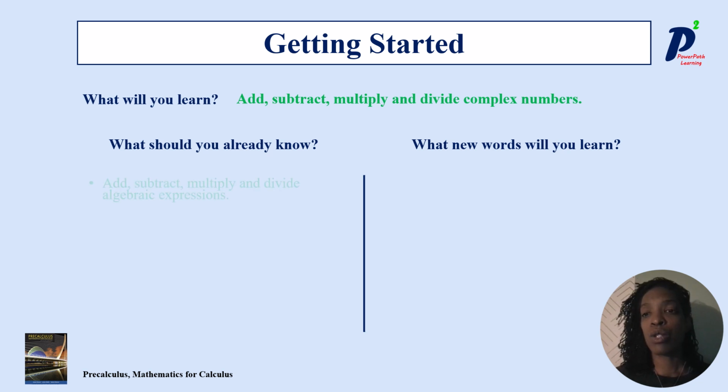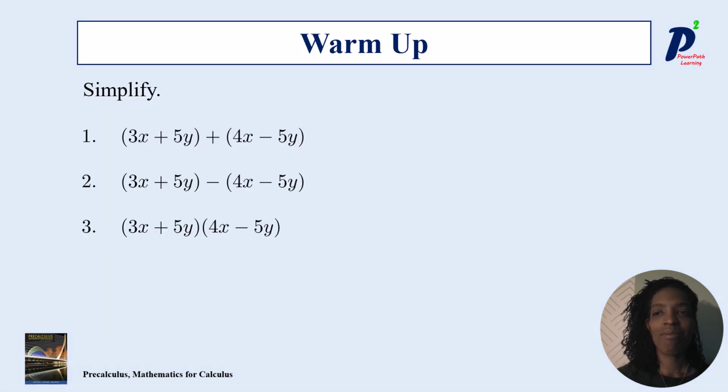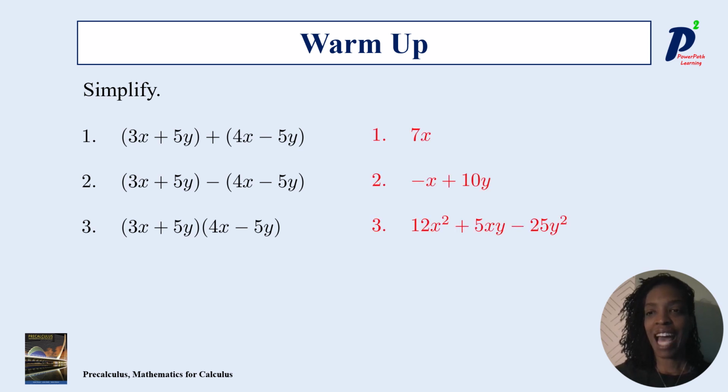Before you start the lesson, you should know how to do the same thing with algebraic expressions, like multiplying binomials. You're also going to learn about our buddy, the complex conjugate. Let's get started. Pause the video and simplify the following expressions and restart when you are ready. 3, 2, 1, now. Okay, how did you do? If you struggled with this, Chapter 1, Section 3 is a great place to start.